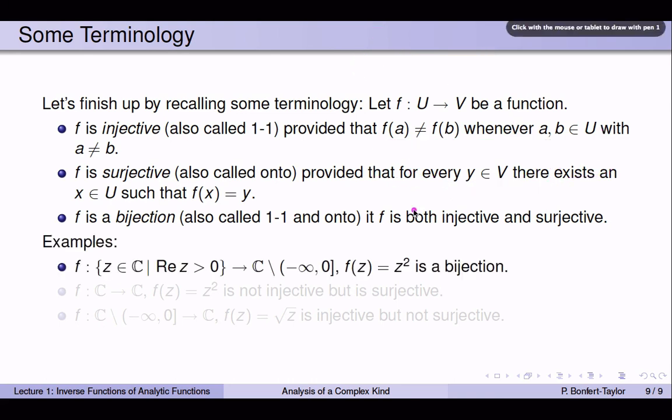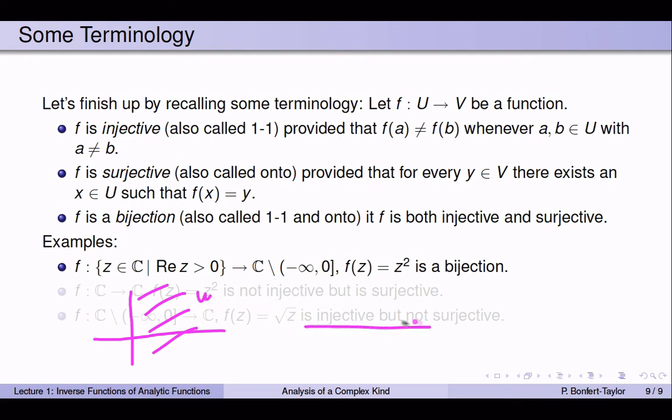Let's look at some examples. The function z squared is a bijection if I choose my domains appropriately. So here I chose for my u the set of all z's whose real part is positive. So my u is the right half plane. And my v that I chose up here is the whole plane minus the negative real axis. So I'm taking away the negative real axis. And the claim is that the function z squared is now a bijection from u to v.